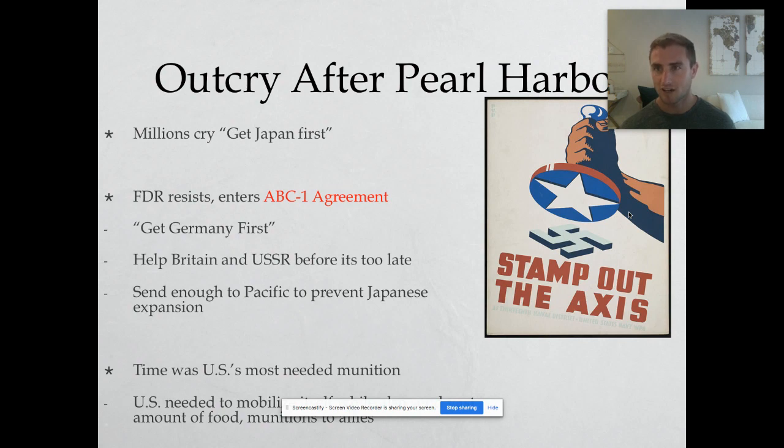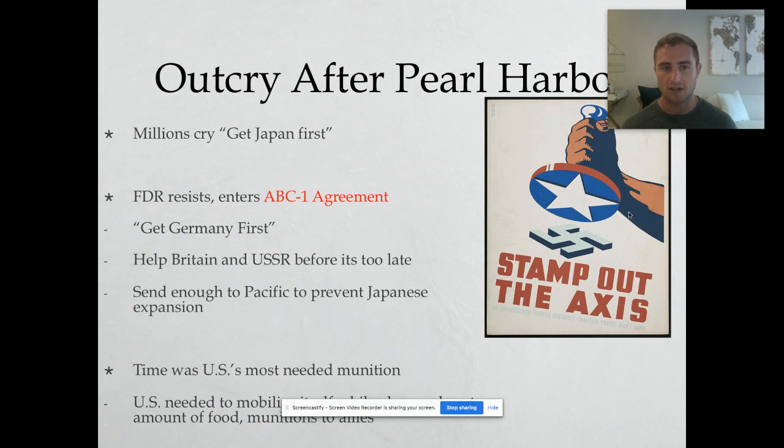And that decision, despite millions of Americans crying to get Japan first, proves to be the decision that wins the war. FDR enters the ABC-1 agreement. That's America, Britain, and Canada. Canada is part of the British Commonwealth.